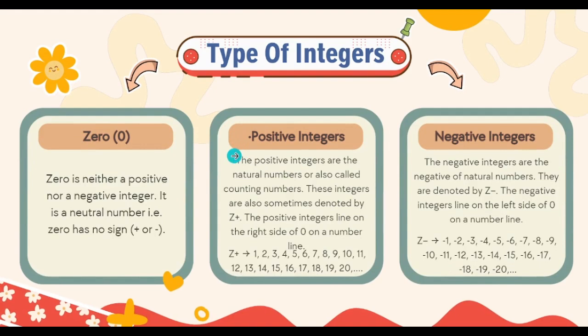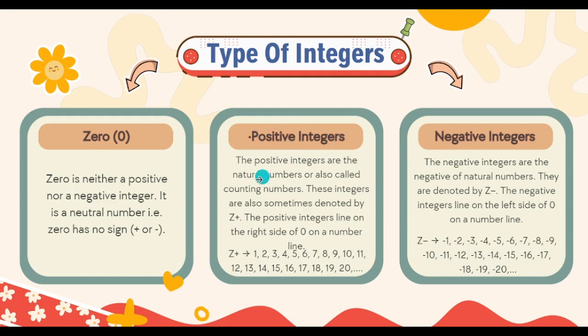Okay. Types of integers. Number 1, zero. Zero is neither a positive nor a negative integer. It is not a natural number. Zero has no sign, plus or minus, positive or negative.